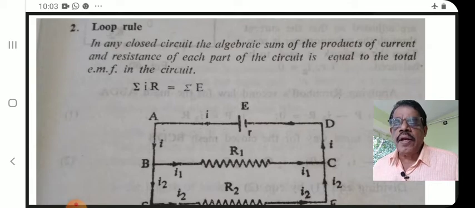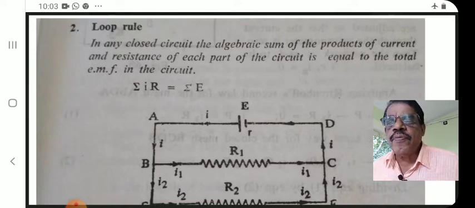Open means there is no current, there is a break in the circuit. In any closed circuit, the sum of the PDs is equal to the sum of the EMFs.